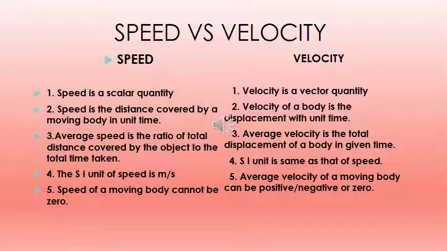Just imagine, here also, average velocity can be 0, but average speed cannot be 0. SI unit of speed or velocity is always meter per second. Speed of a moving body will never be 0. So these are the differences between speed and velocity.